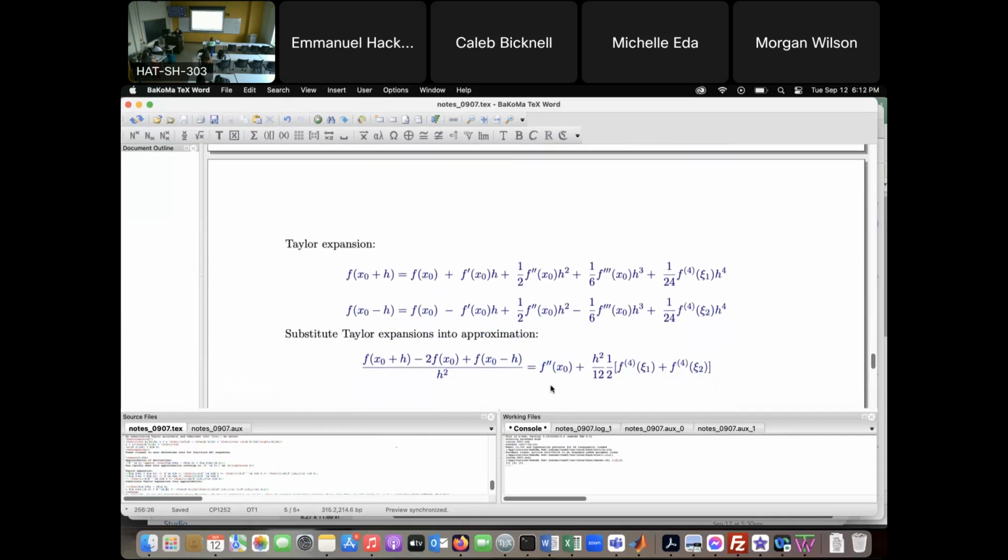But then, the next terms that don't cancel are these right here, these terms involving the h to the fourth. But everything is divided by h squared here. So now we have, so now I have this.